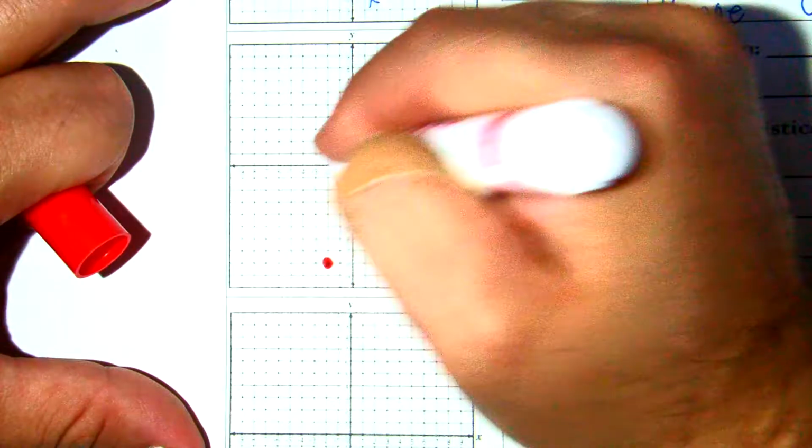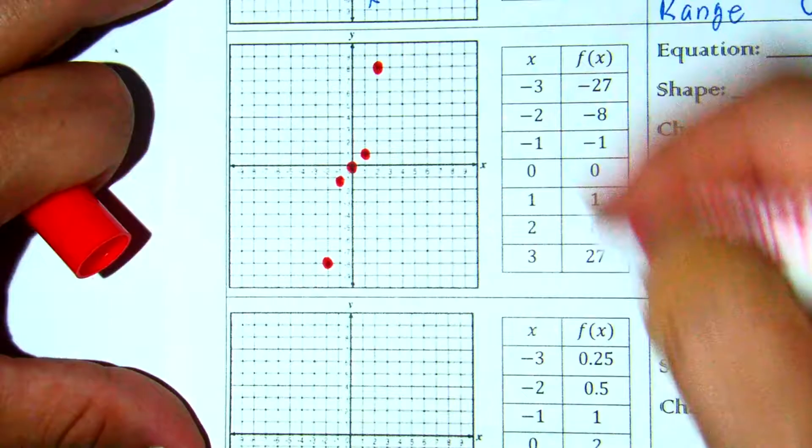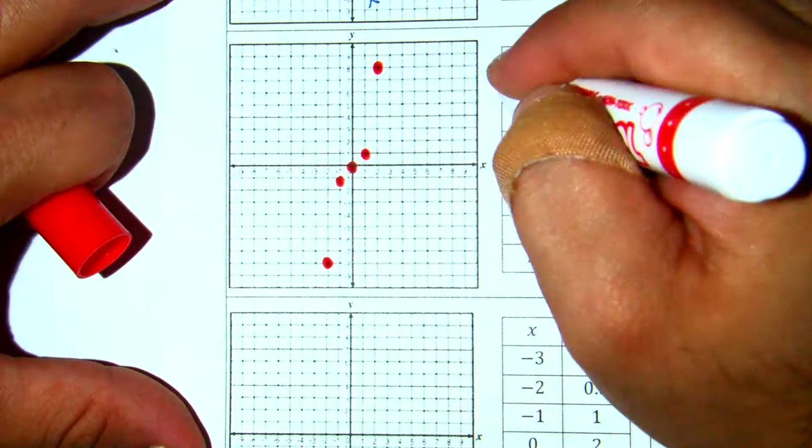0, 0 is at the origin. 1, 1, 1 to the right and 1 up. 2, 8, so 2 to the right and 8 up. But yet again, we can't plot those. So it's okay that we're not going to be able to plot those 2 points.